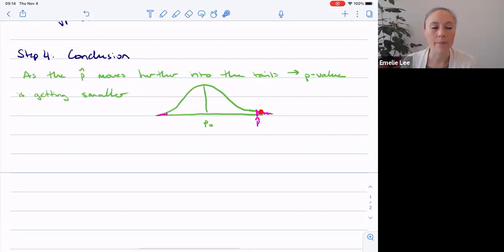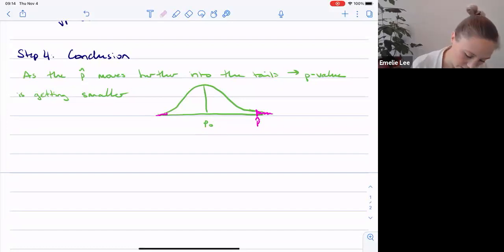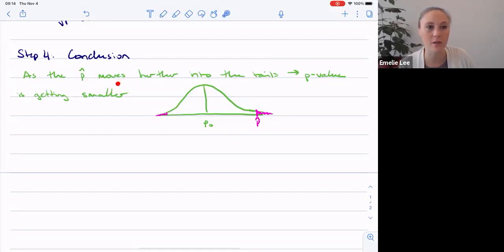And so here, if this area is getting smaller and smaller, what we're actually saying is the probability that this p hat came from a population centered on p naught is this p-value. Now, if that's really small, then we start to wonder, okay, it's unlikely that it came from this hypothesized population. It likely came from a different population. And so as the sample proportion moves further into the tails, the p-value is getting smaller.